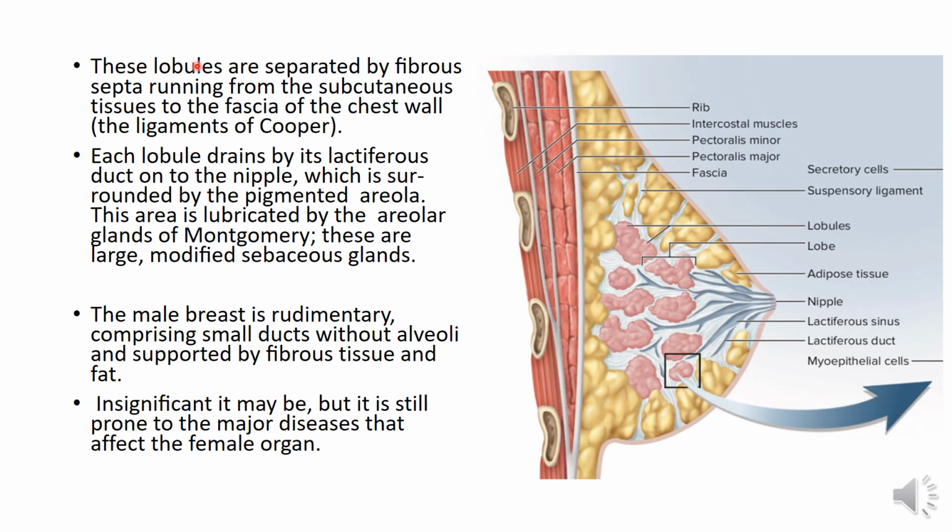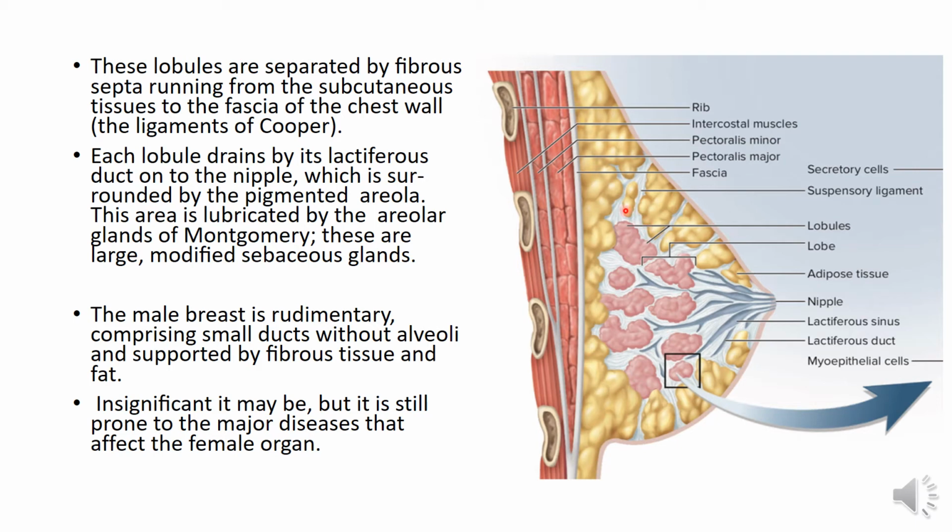Now these lobules are separated by fibrous septa running from the subcutaneous tissue to the fascia of the chest wall. These fibrous septa are called ligaments of Cooper. Remember, as we earlier established in the introduction, you have the superficial fascia shown here, just above the muscle, and then the subcutaneous tissue just beneath the skin here. So from this fascia to this subcutaneous tissue, we have fibrous septa that run across.